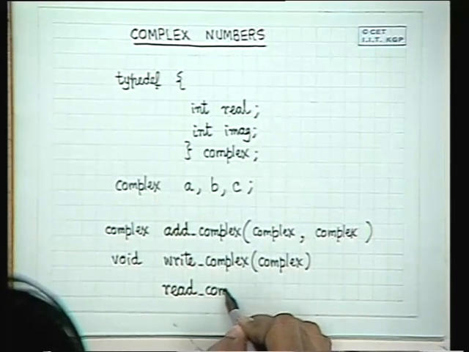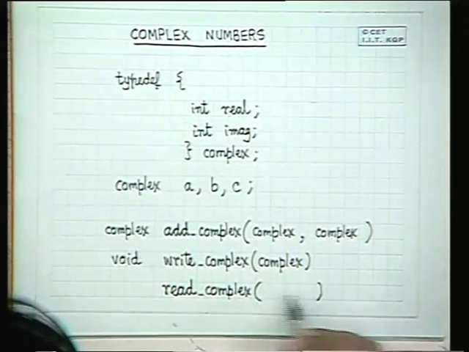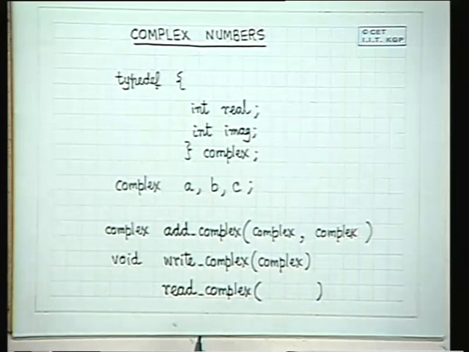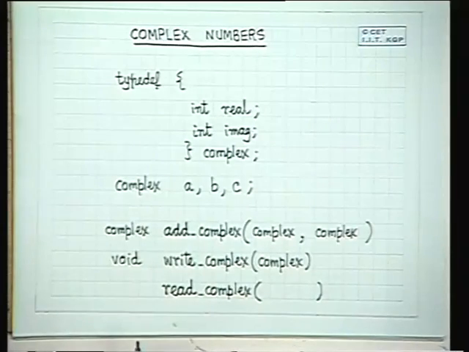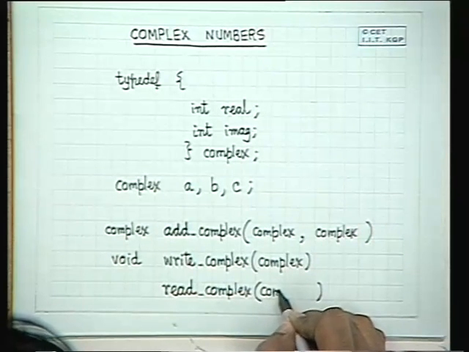Now coming to read complex. Can you tell me what read complex will take? Will it take a complex as argument? It will take the address of a complex number as argument. So an address of a complex number can be written as pointer to a complex.